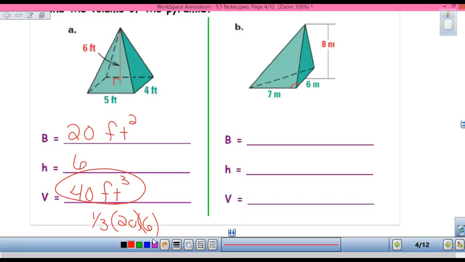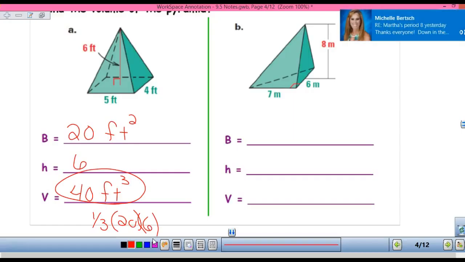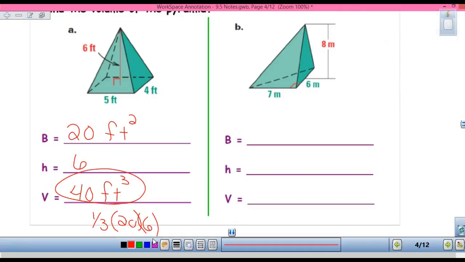Okay, area of my base. This is where a lot of us get screwed up. When we have triangles as our base, what do you have to do with that triangle? Divide by 2. So 7 times 6 is 42. Divide it by 2, so the area of my base is 21 meters squared. My height is 8. So take 21 times 8, hit enter, divide it by 3. 56 meters cubed.